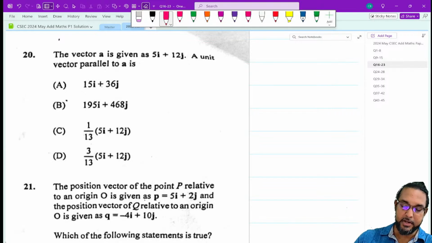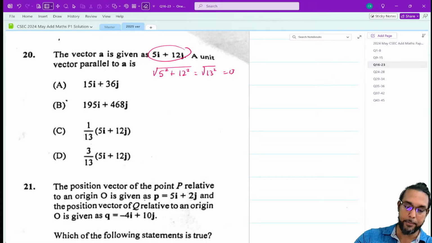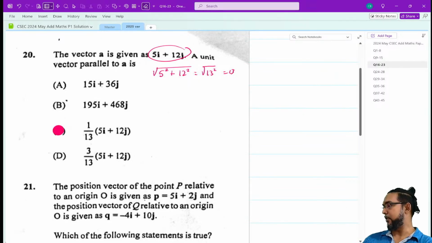Okay, so to find a unit vector parallel to it, what we have to do first of all is find the magnitude of the vector, which is the square root of the sum of the coefficients squared, which again is Pythagoras theorem. If you know your Pythagorean triples, this is just the root of 13. Sorry, not the root of 13, my bad. Yeah, just 13 squared, so which is just equal to 13. So it's just this vector over 13, or 1 over 13 by that vector, which is option C. Alright, easy things, if you know your book, right?